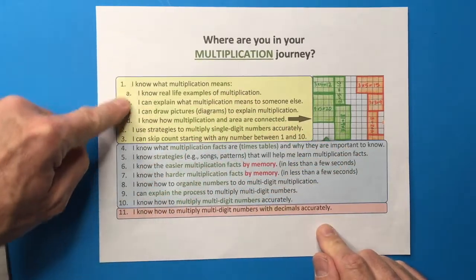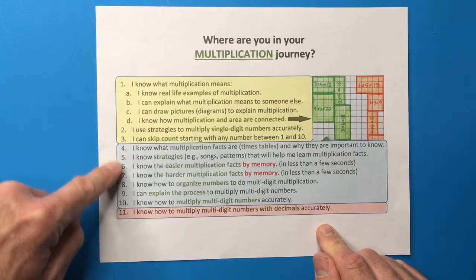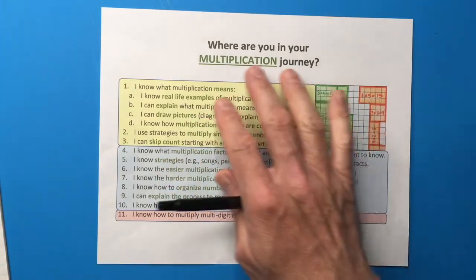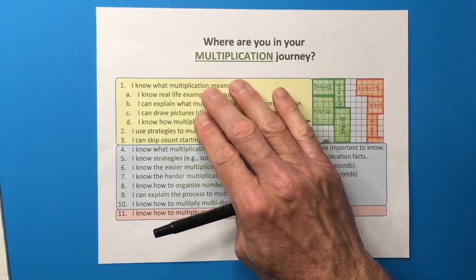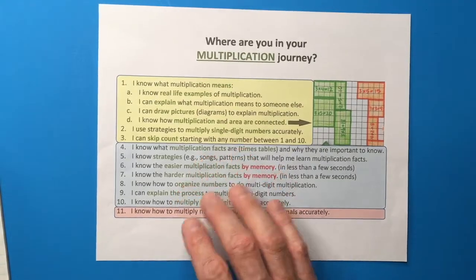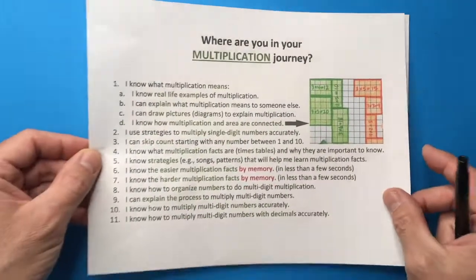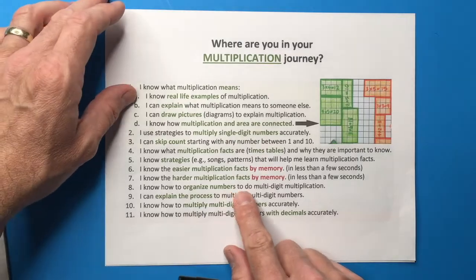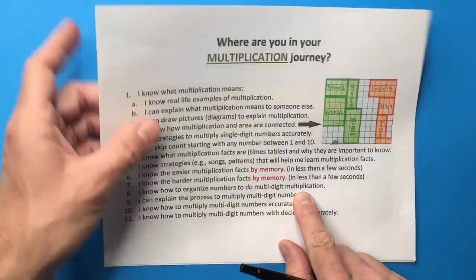Lots of students will be all over at different numbers. I just want to make sure that I point that out. Roughly, this is grade 3, 4 to 10 are roughly grade 4, and the 11th is grade 5. I know how to organize numbers to do multi-digit multiplication. So let's talk about that for a second.